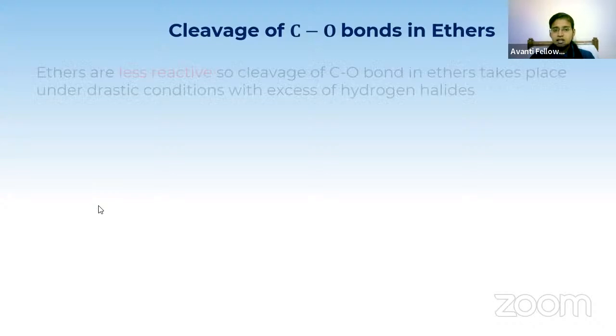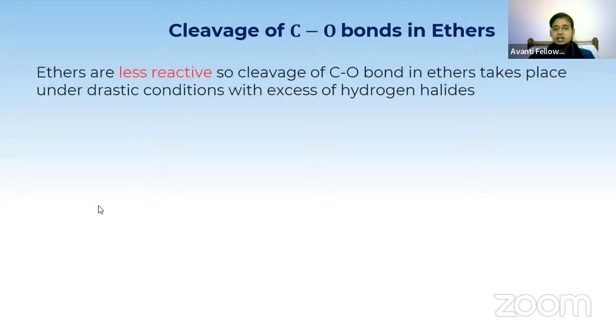Now moving ahead, ethers are less reactive, so the cleavage of the carbon-oxygen bond in ethers takes place under drastic conditions with excess of hydrogen halide. What they are trying to say is that the carbon-oxygen bond cannot be cleaved easily. It is less reactive, so we cannot do the reaction at normal conditions. We have to use drastic conditions, which means high temperature and high pressure, using excess of hydrogen halide, HX.